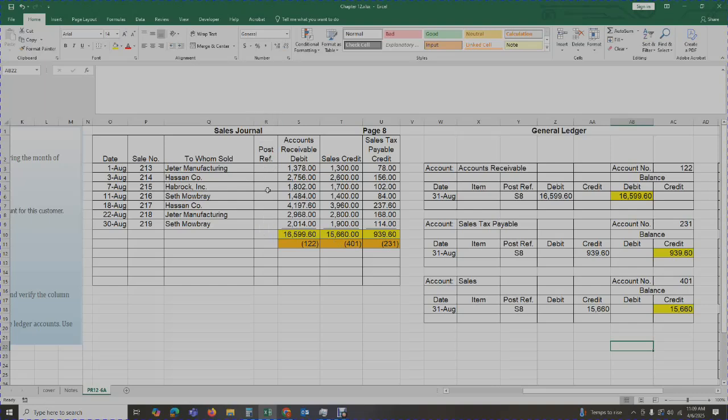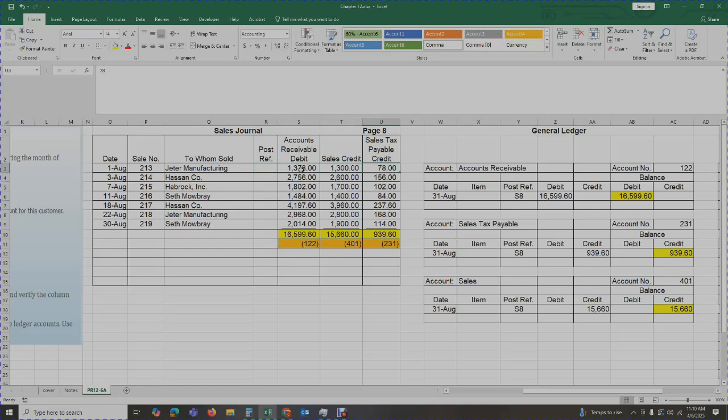Now, post reference. Once we post it to our ledger, this is where we go back and say what ledger we posted it to. When we do regular ledgers, we usually include the account number of the ledger. But in this particular case, we're posting to 3 different ledger accounts.